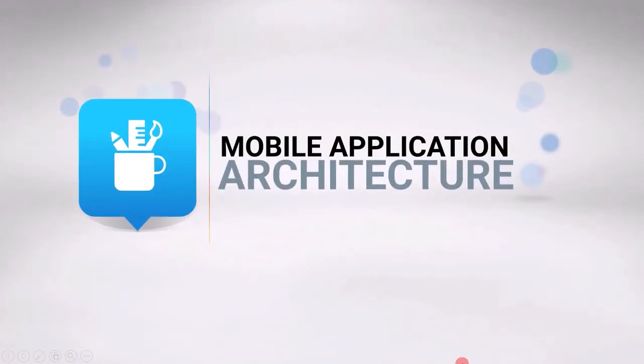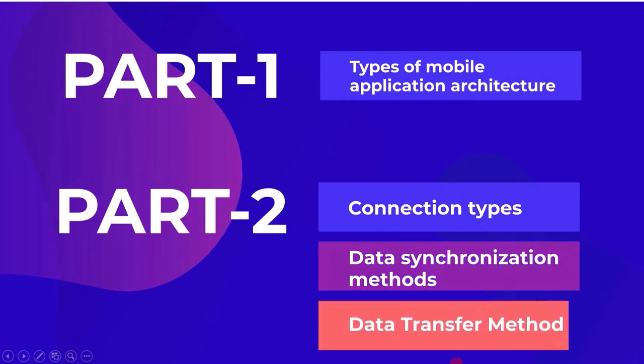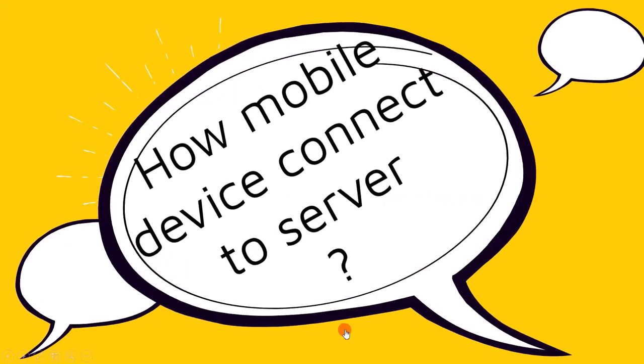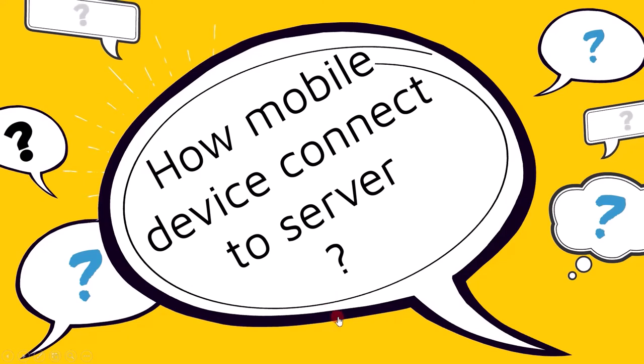In this lecture, we will continue with mobile application architecture. Here, we will cover these 3 topics: connection types, data synchronization methods, and data transfer methods. Here, we will see what are the different ways with which we can connect to the server.